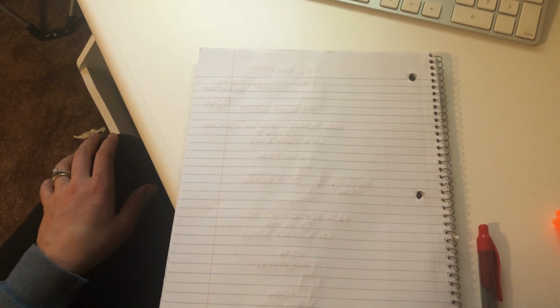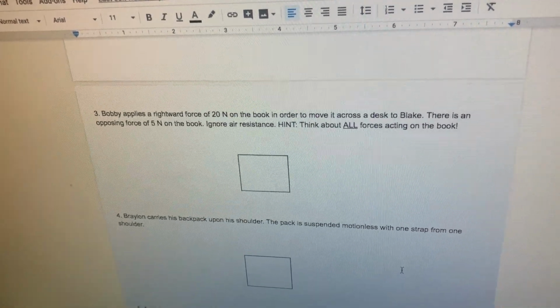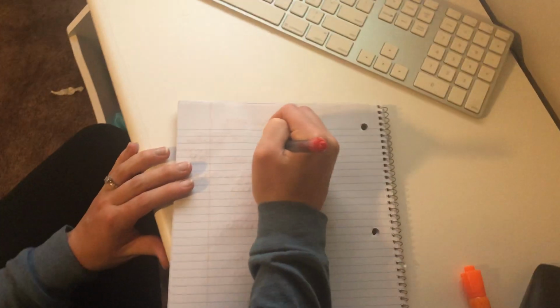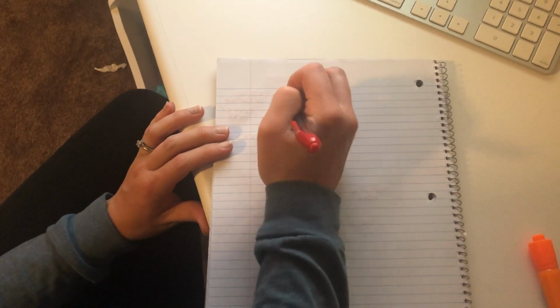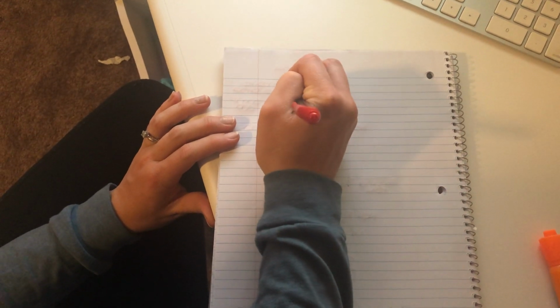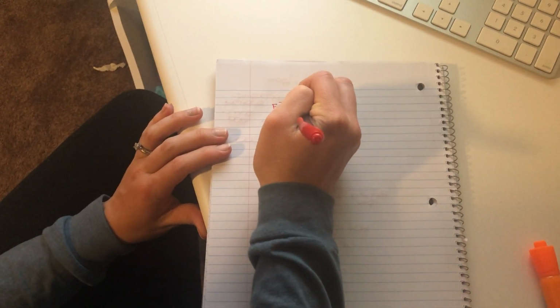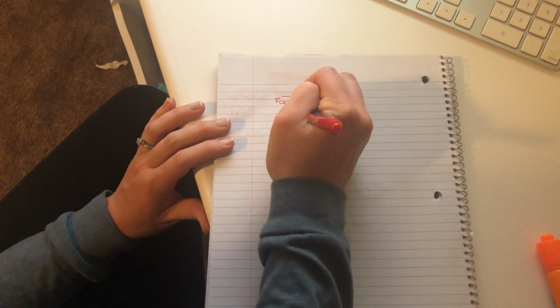And you are more than welcome to fast forward, pause, freeze, whatever you need to do to kind of help you with these problems. All right, number 3, Bobby applies a rightward force of 20 newtons on the book. So my box is the book. Okay, Bobby's applying a rightward force, which means he's pushing to the right, or it could be pulling to the right. So it's going to the right, and it's an applied force. And it has a value of 20 newtons.